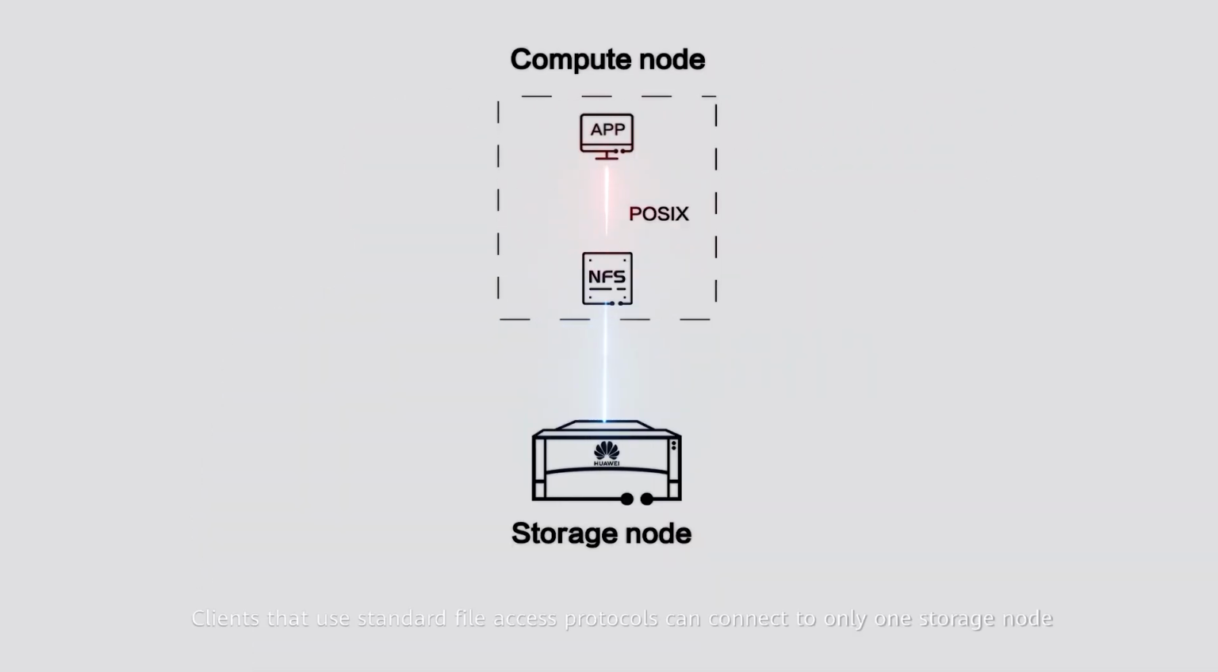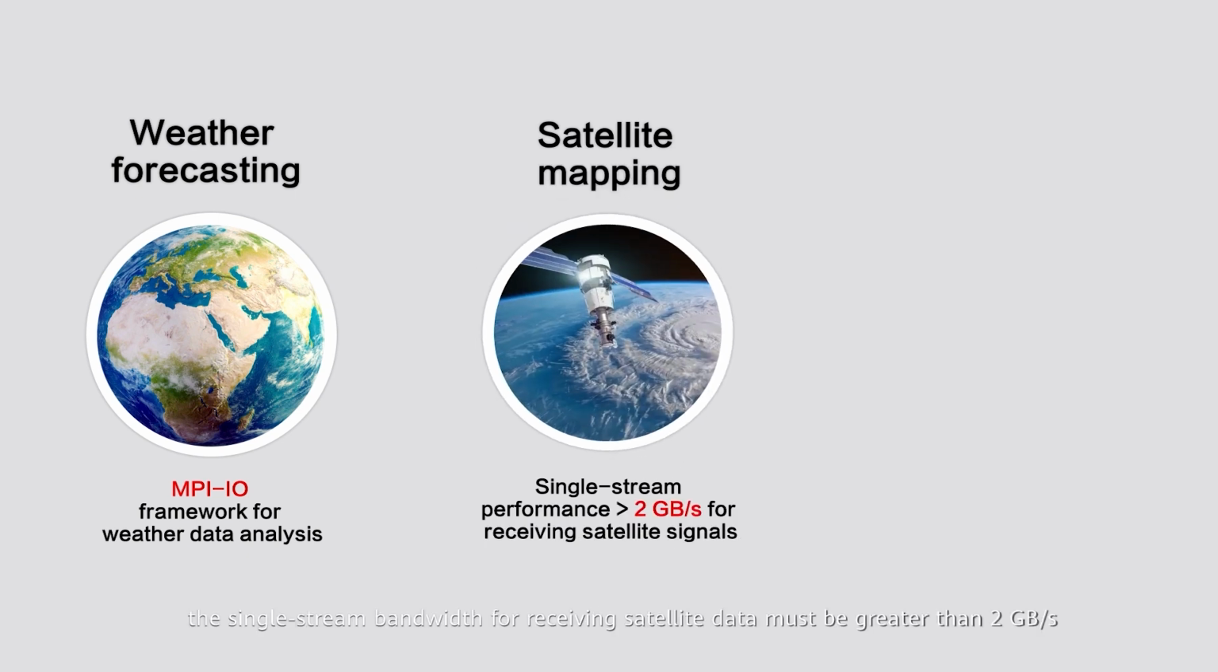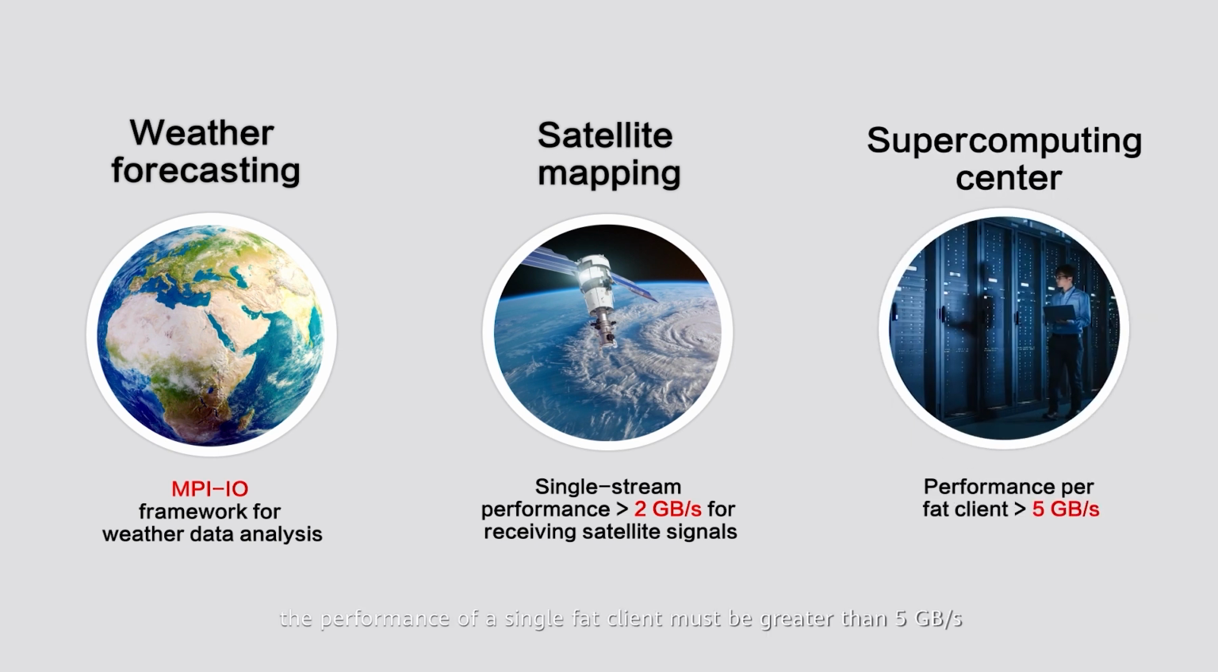Clients that use the standard file access protocols can connect to only one storage node and provide only the POSIX interface for data access, which is insufficient in many HPC scenarios. For example, in weather forecasting, the MPI-I/O framework is required for concurrent data access. In satellite mapping, the single stream bandwidth for receiving satellite data must be greater than 2 GB per second. In supercomputing centers, the performance of a single fat client must be greater than 5 GB per second. That's where Huawei DPC comes in.